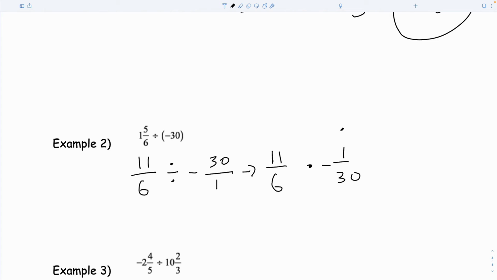Can I cross cancel anything now? 30 and 11 does not work. I can only cross cancel top with bottom. I can't go left to right. 11 times 1 is 11. I cannot cross cancel the 6 with the 30. 6 times 30 is 180. Because one is negative and the other is positive, the answer is -11 over 180.